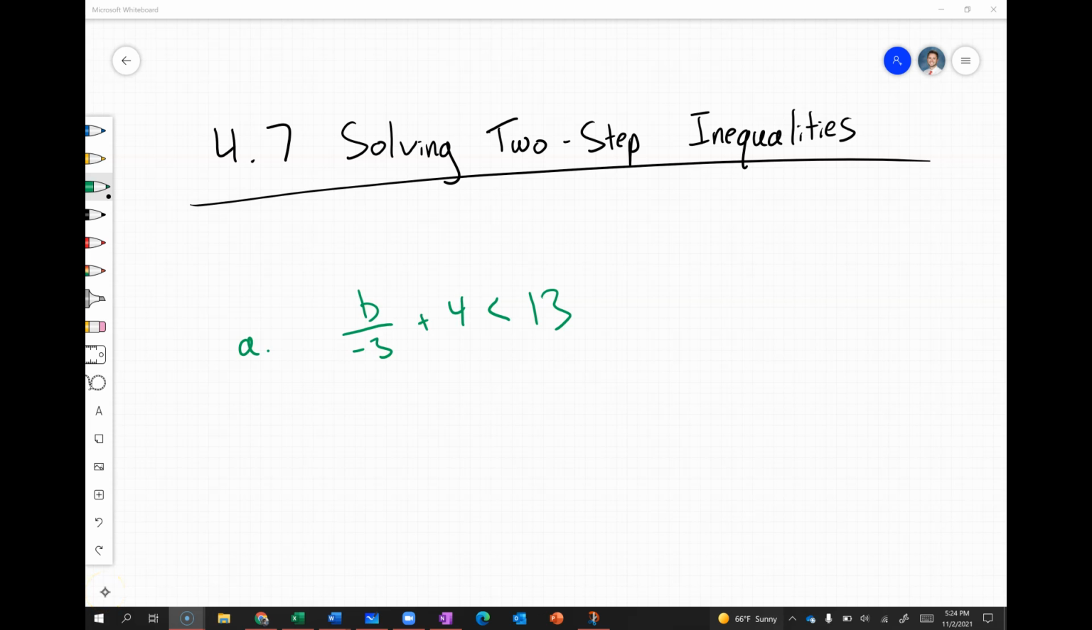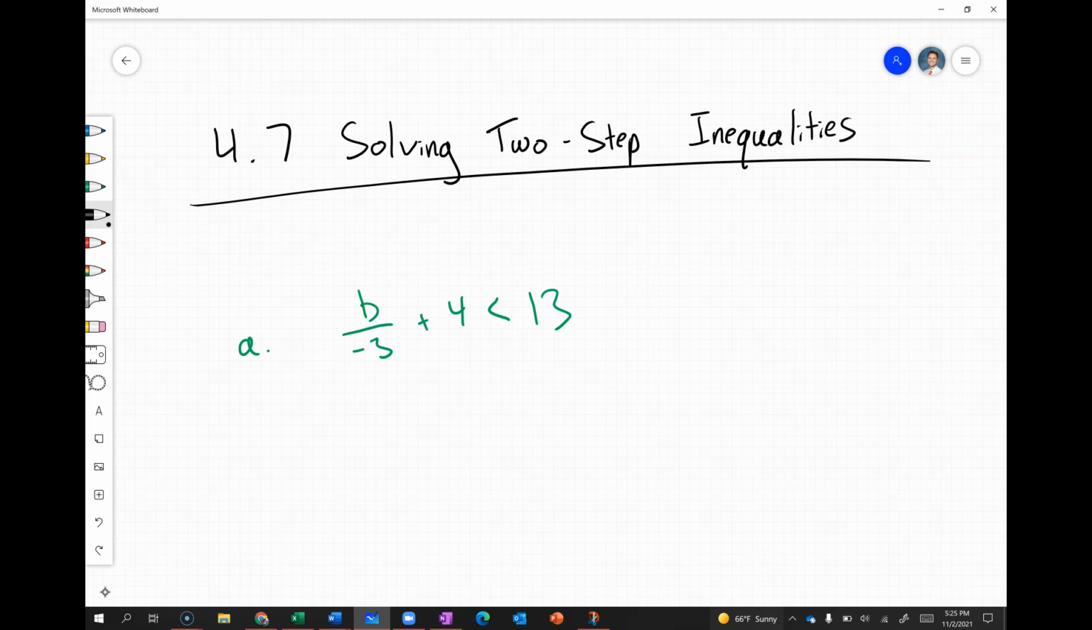Hey everybody, in this video we are going to solve two-step inequalities. So inequalities that require two steps to solve. So this first one we have b divided by -3 plus 4 is less than 13. Just like solving equations, we want to basically do the opposite of order of operations here, right? Because we are effectively working backward.